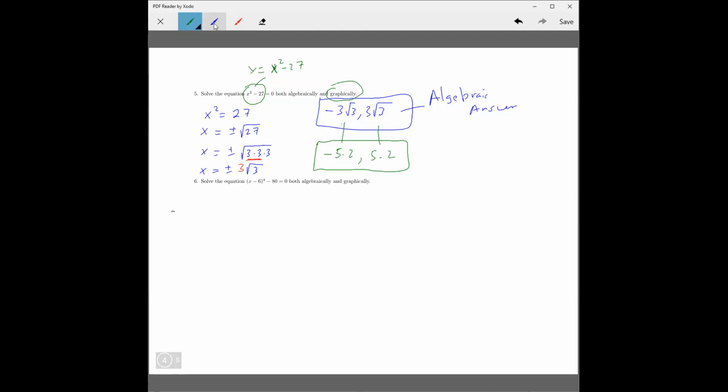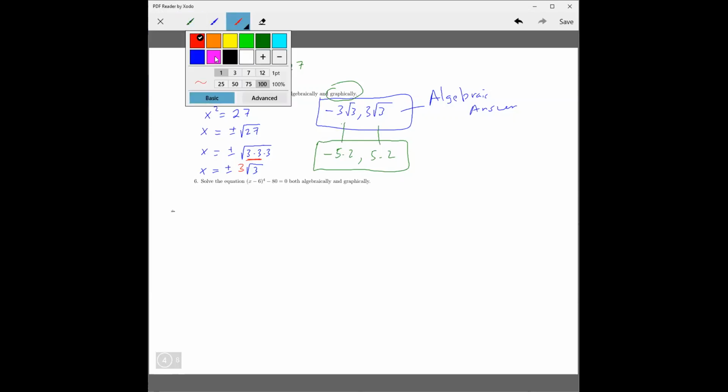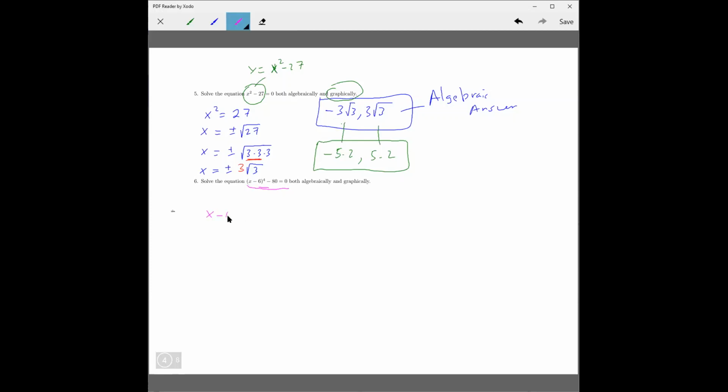Okay, so let's take a look at the second part. So number 2, or number 6, I'm sorry. Solve this equation both algebraically and graphically. Okay, so here we take the 80 to the other side, so do it algebraically first. Take the 80 over to the other side like that. And now what we want to do is take the fourth root of both sides, and it's kind of like extracting square roots because you're going to get a plus or minus the fourth root of 80.